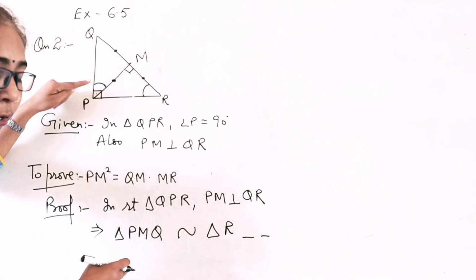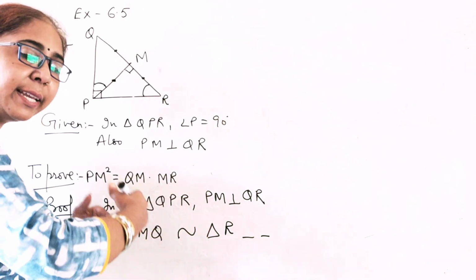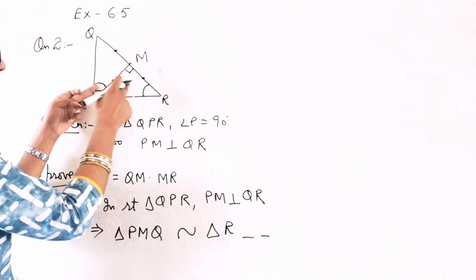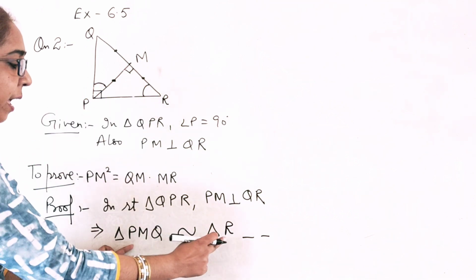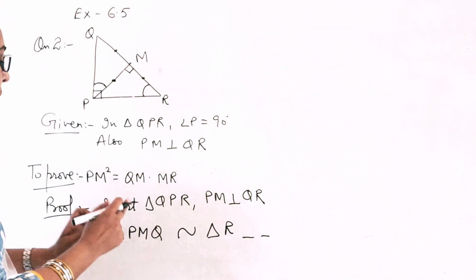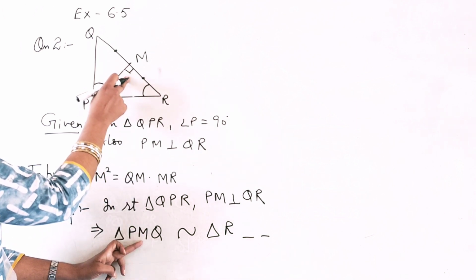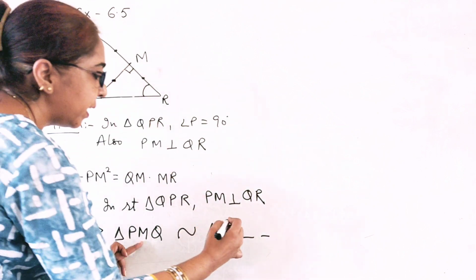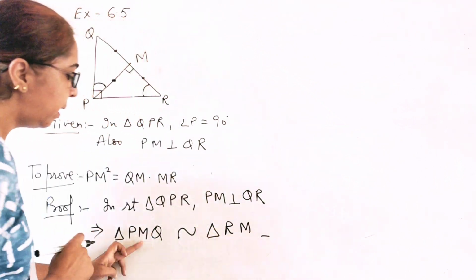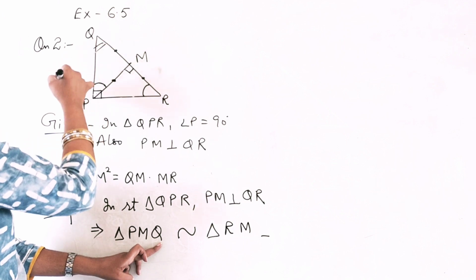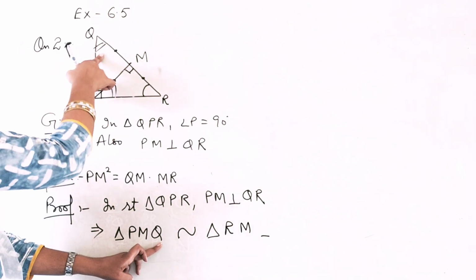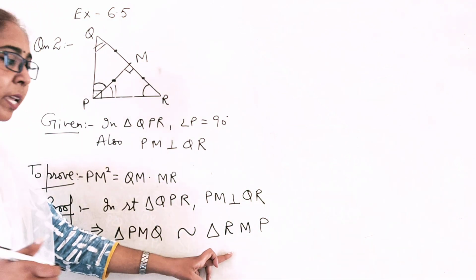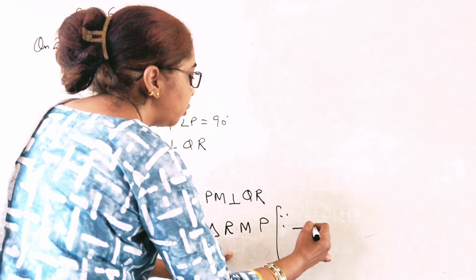I hope you get it. You have to write the name in a way that equal angle will come with an equal angle, right? So, if angle P is equal to angle R, along with the P, I have to write here R. Next one, M. Here it is 90 and in this triangle it is 90. So, with M, in the other triangle it will be M again. And with Q, this angle is equal. So, with Q, I have to write P. So, this is the name accordingly.